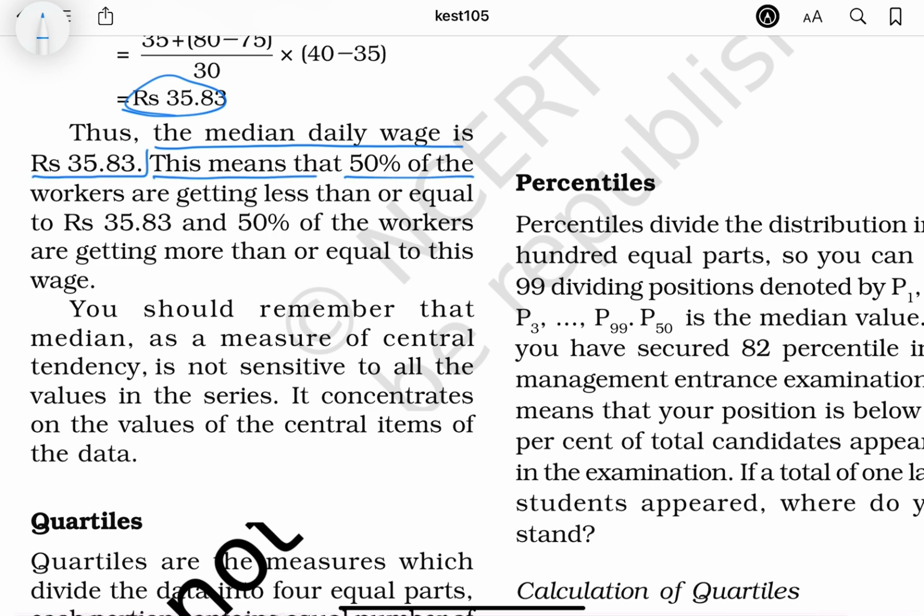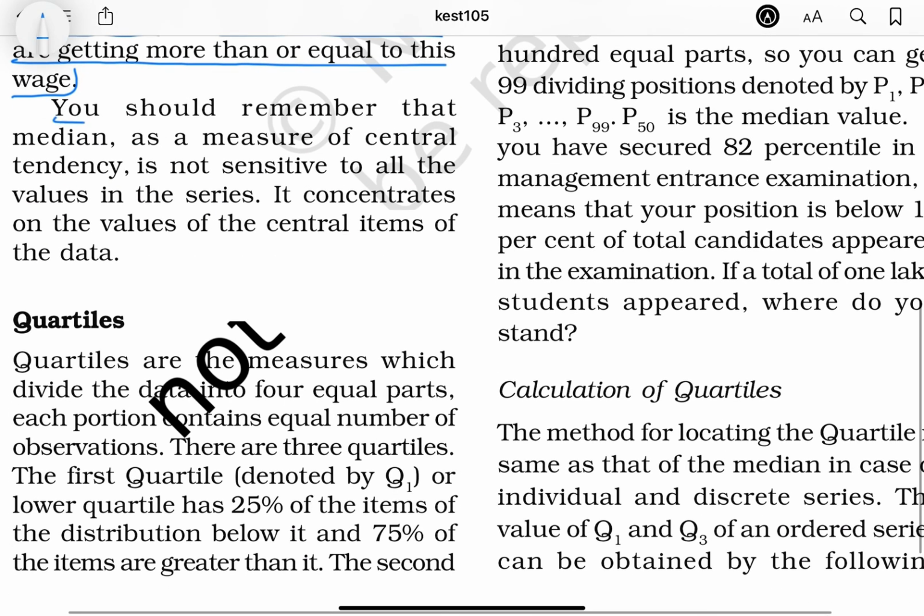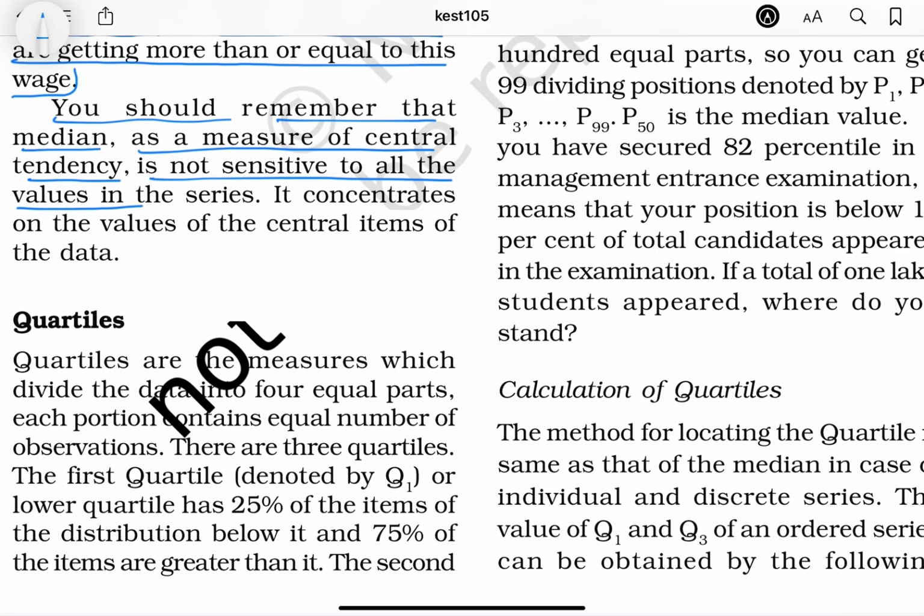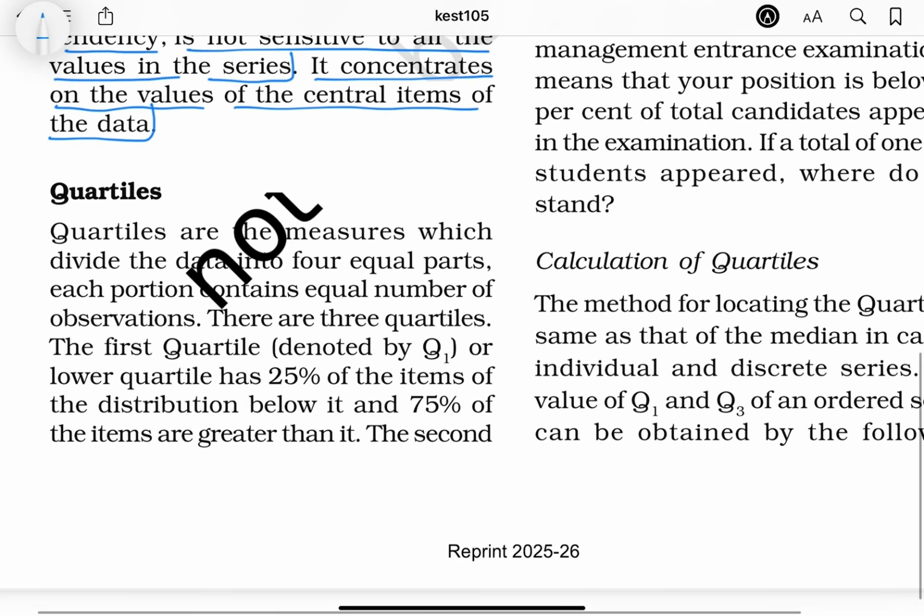This means that 50% of the workers are getting less than or equal to rupees 35.83, and 50% of the workers are getting more than or equal to this wage. You should remember that median, as a measure of central tendency, is not sensitive to all the values in the series. It concentrates on the values of the central items of the data.